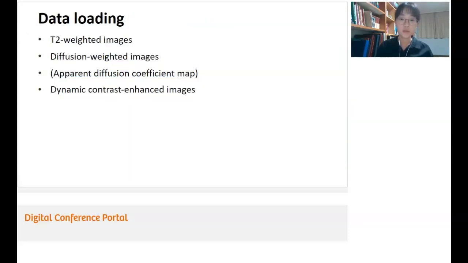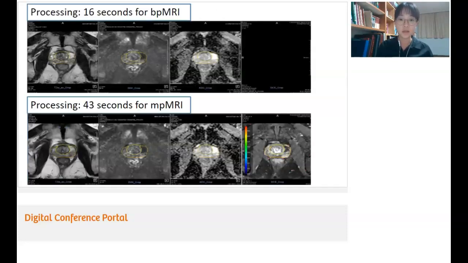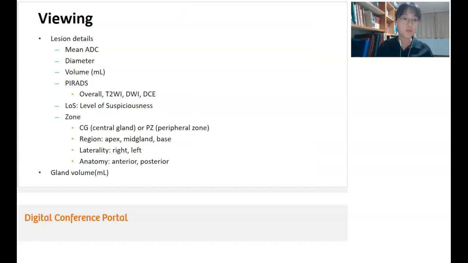Essential data for processing is T2-weighted imaging and DWI. ADC and DCE images can be optionally loaded. After loading the images, we can start processing. It takes about 16 seconds and about 40 seconds to process BP and MP MRI respectively. By using MP MRI, we can get the Ktrans map too. The program shows many lesion details such as diameter and PI-RADS classification. It also automatically identifies the location of the lesion. We can also get the prostate gland volume.